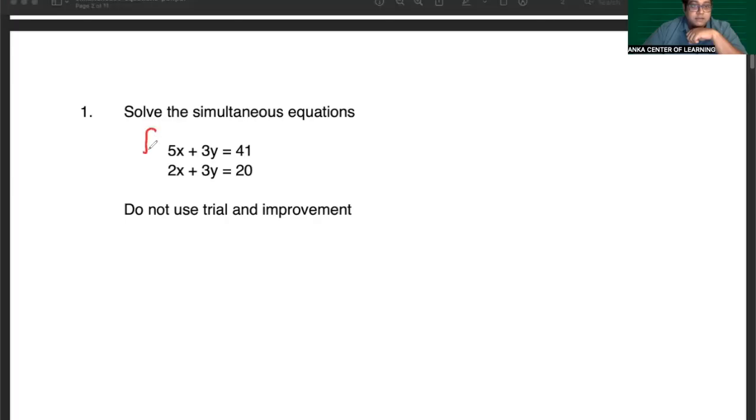We can understand they are both linear equations, right? That's for us to understand with regards to identifying if it is a linear equation or a non-linear, that is a quadratic equation. First and foremost, we are going to label the equations. We are going to label it as equation 1 and equation 2.